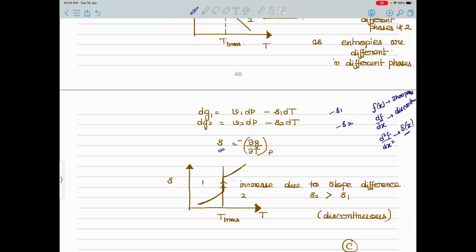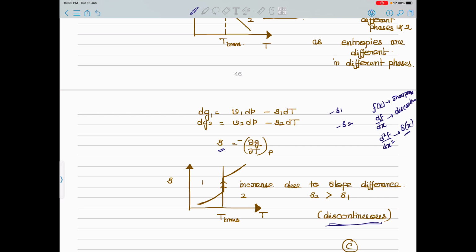And then in phase 2, as we know that S2 is greater than S1, the value of this becomes higher. So S2 is greater than S1. Hence this first order phase transition shows that S is discontinuous, or the first order derivative is discontinuous.